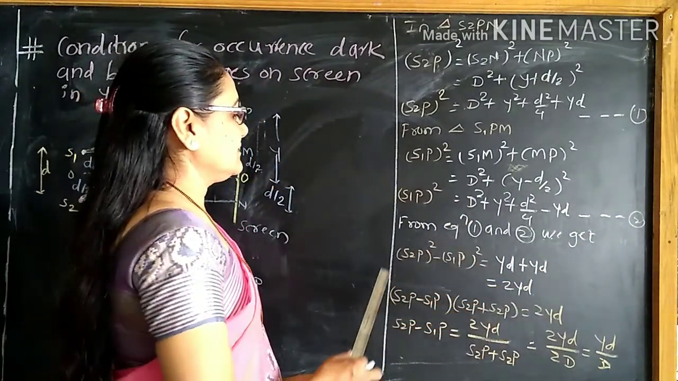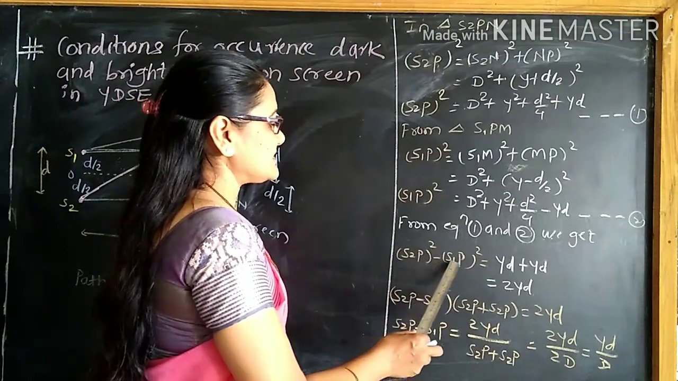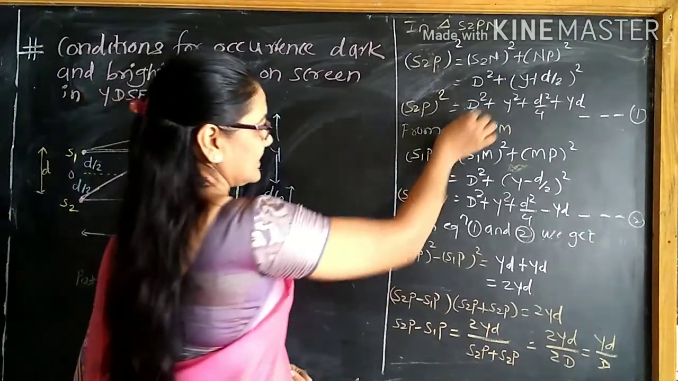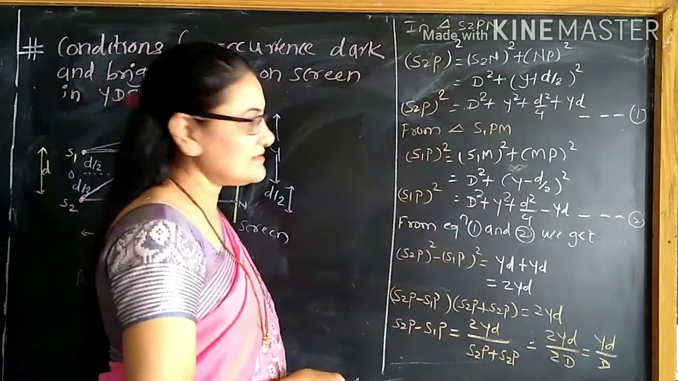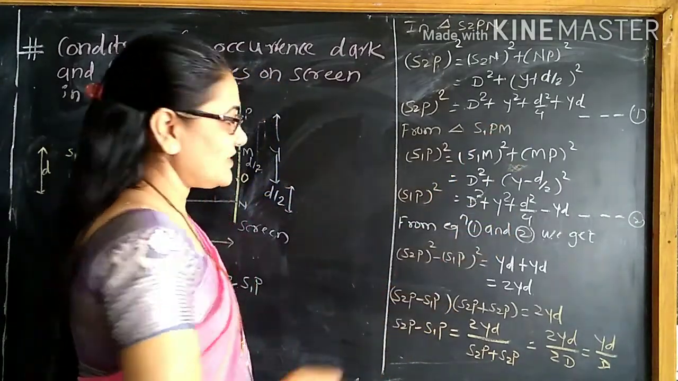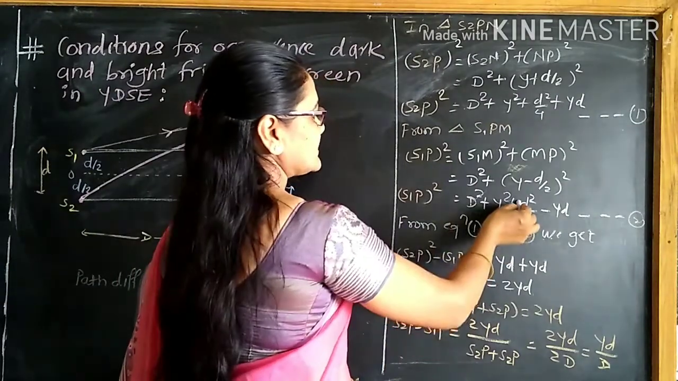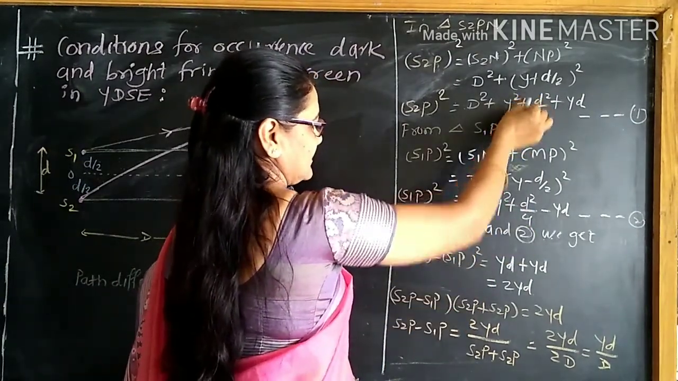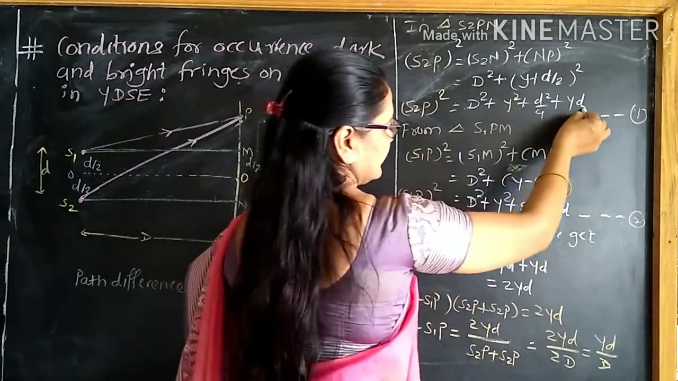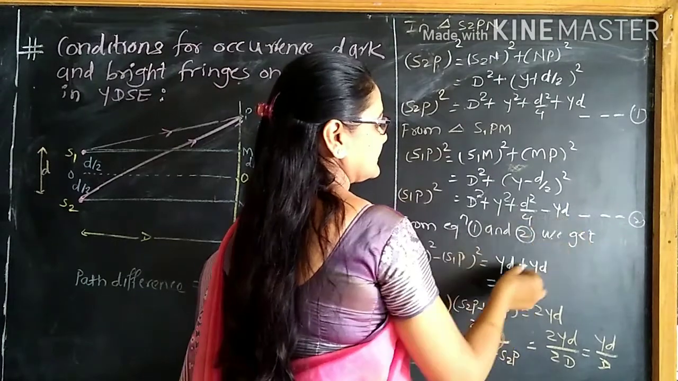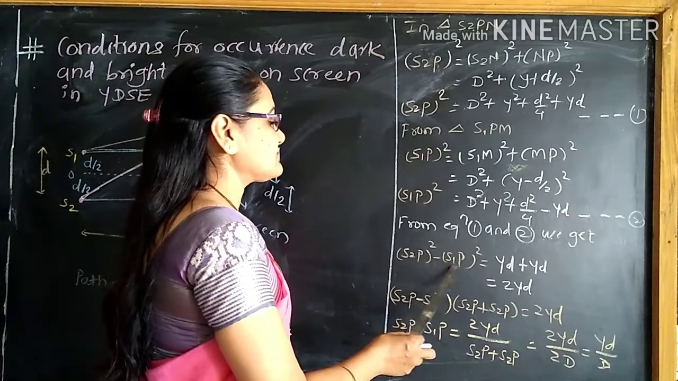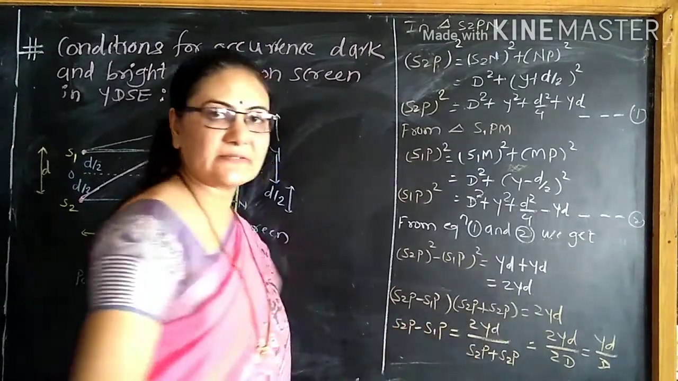Now, S2P square minus S1P square is equal to, observe that this D square and this D square get cancelled. Y square, y square minus y square is 0. Again the d square by 4 minus d square by 4, they again get cancelled out, becomes 0. And here yd minus of minus yd, that is plus. And therefore, S2P square minus S1P square is equal to twice yd.